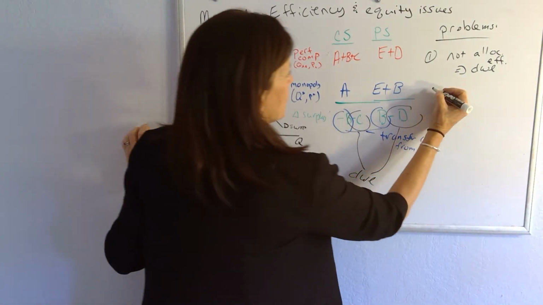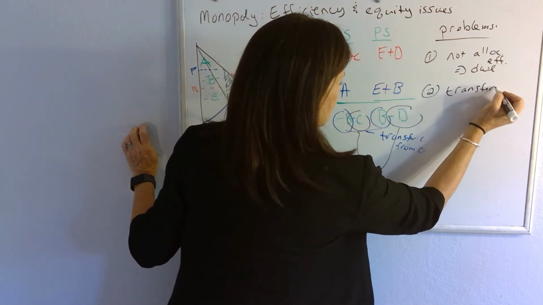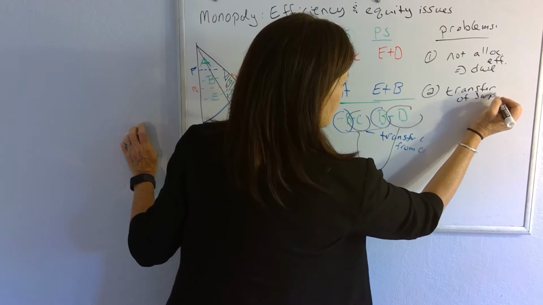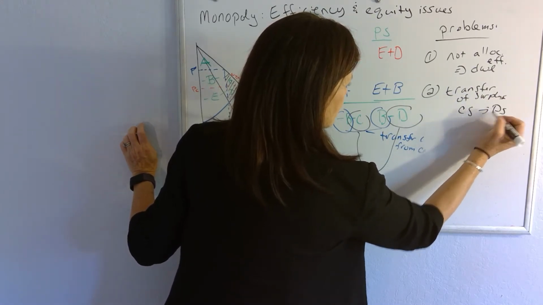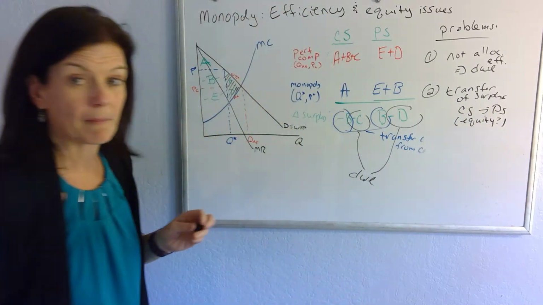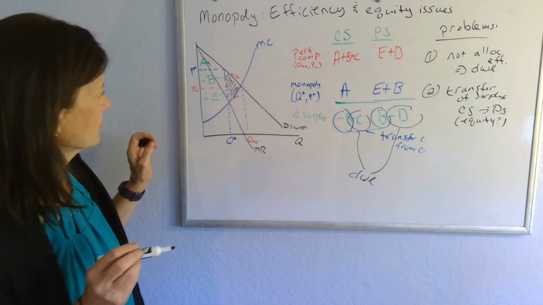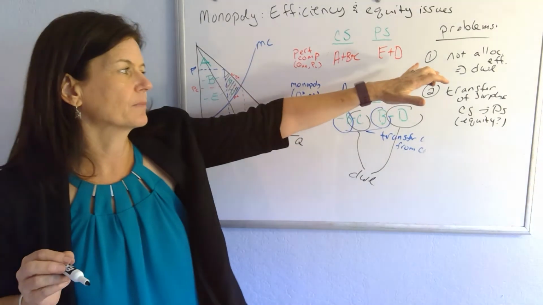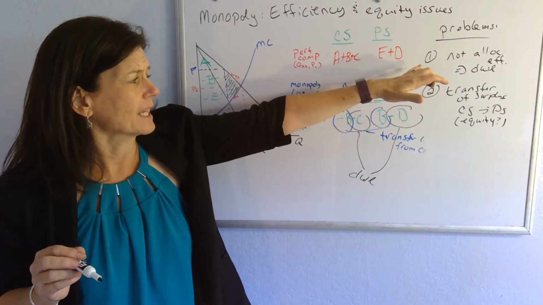And also, transfer of surplus, consumer surplus to producer surplus, could be an equity issue. Could well be an equity issue. And another concern when we think about monopoly markets, they're not allocatively efficient.